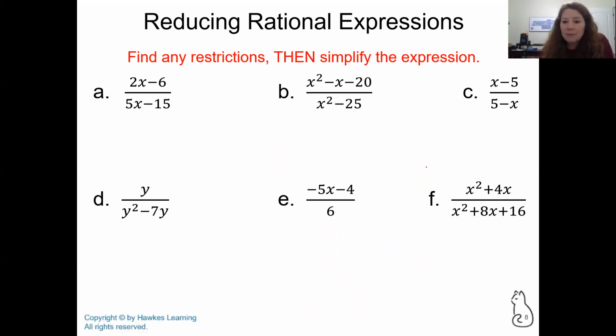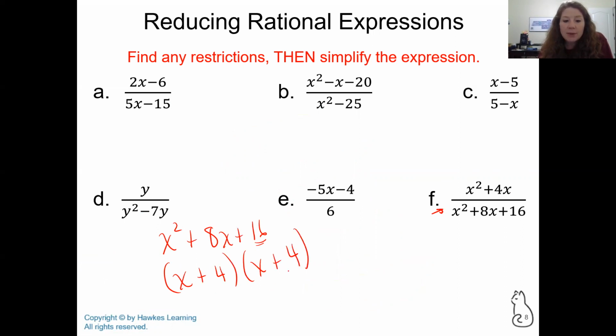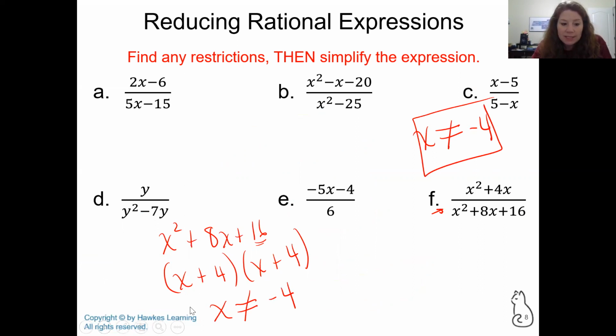And then letter F, my restrictions, I'm only worried about the denominator. So I'm going to write my denominator. I want two numbers that multiply to give me 16 and add to give me 8. So that would be +4 and +4. Well, if I set both of these equal to 0, I could say that my restriction is x is not allowed to equal -4, because then I'd get a 0 in my denominator, which is not allowed.